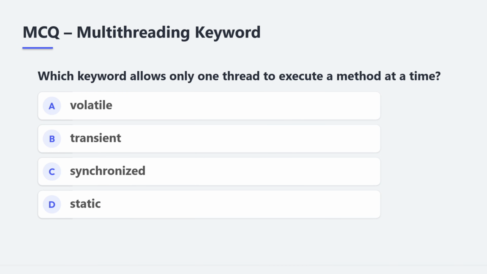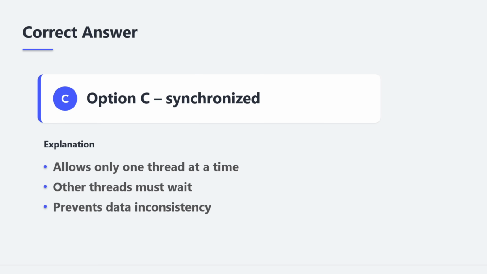Now let's move to the next MCQ, and this one is from multithreading, a very important area for the Java assessment. In a multithreaded Java application, which keyword is used to restrict a method so that only one thread can execute it at a time? The options are volatile keyword, transient keyword, synchronized keyword or static keyword. The correct answer here is option C, synchronized keyword.